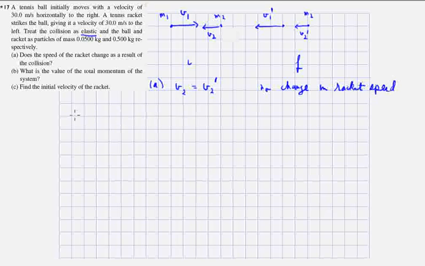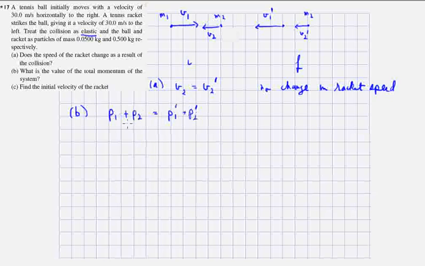Okay, part B. What's the value of the total momentum of the system? Okay, so I know that the total momentum of the system is the momentum of the tennis ball plus the momentum of the racket before the collision, and that's going to be the momentum of the tennis ball plus the momentum of the racket after the collision.